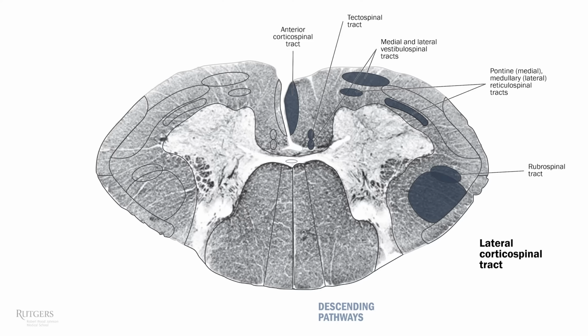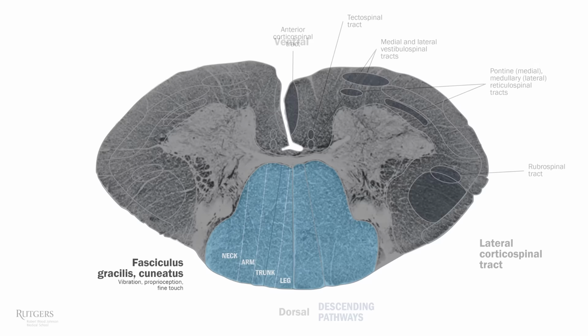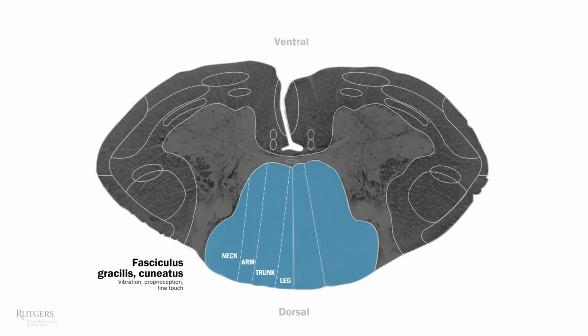So the three clinically important tracts you need to remember are the dorsal column lemniscal pathway. It's located in the medial dorsal cord and serves vibration, proprioception, fine touch. Like most pathways, it has a spatial map. Legs are represented most medially and neck most laterally.